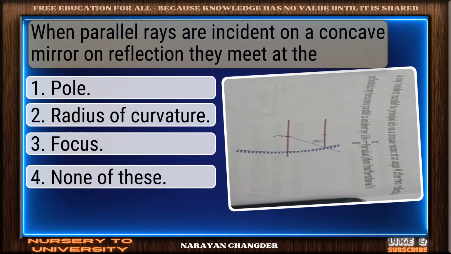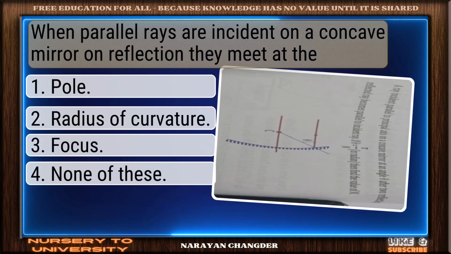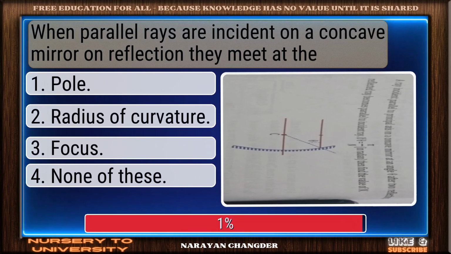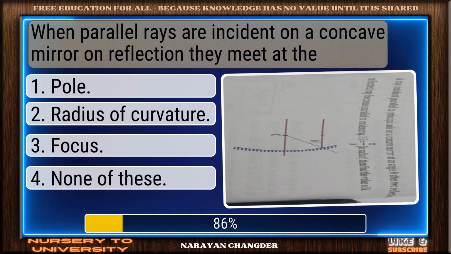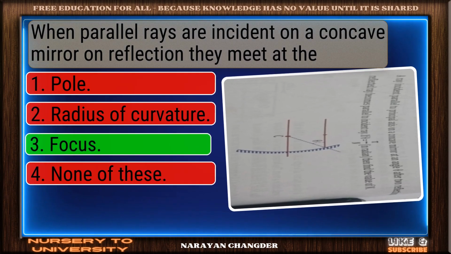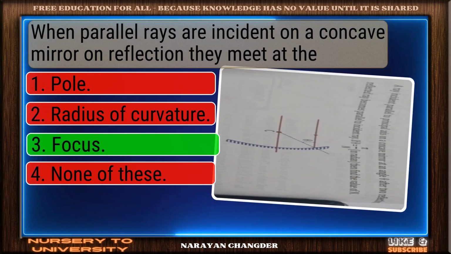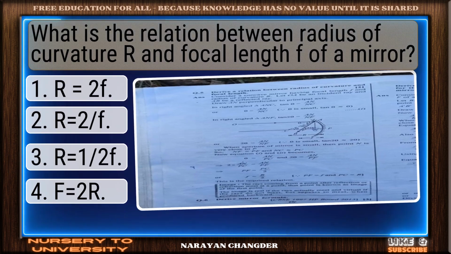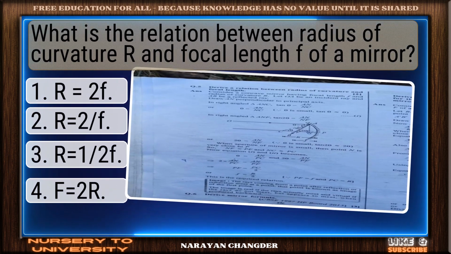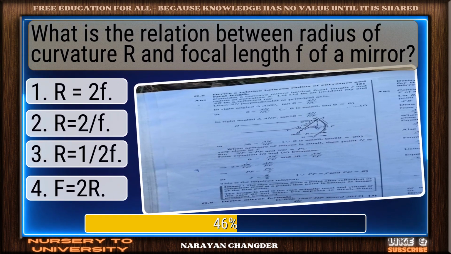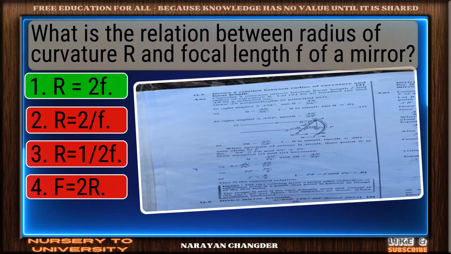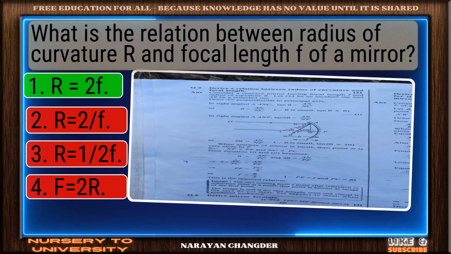When parallel rays are incident on a concave mirror, on reflection, they meet at the... Great job. Focus is the accurate answer. What is the relation between radius of curvature R and focal length f of a mirror? Good job. R equal to 2f works well here.